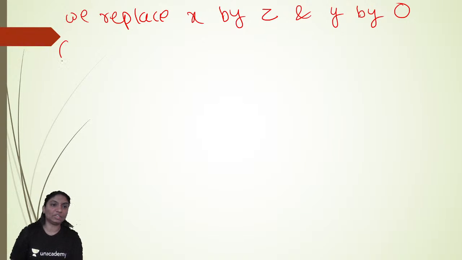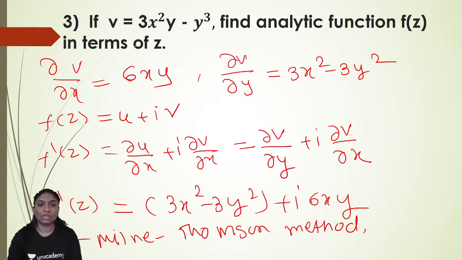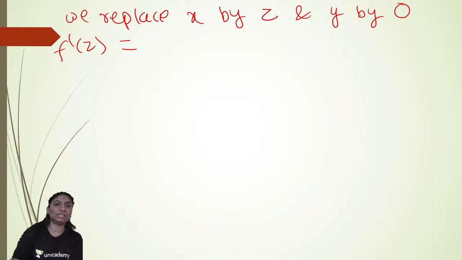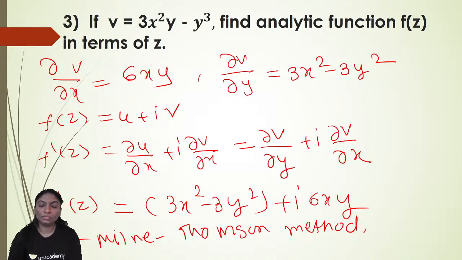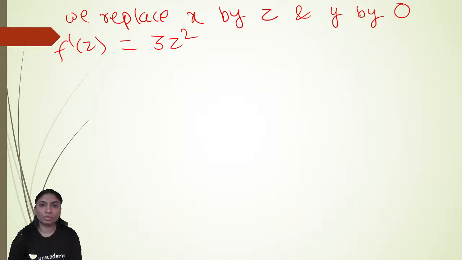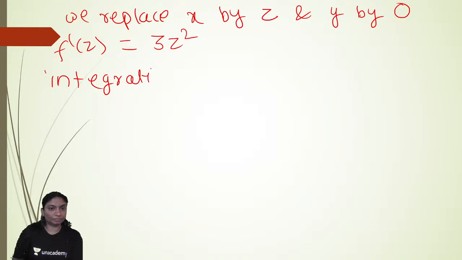So we will get f dash of z is equal to 3z square minus 3y square, that is 0, so 3z square, plus i into y, which is 0. So f dash of z is equal to 3z square. Now integrating on both sides.